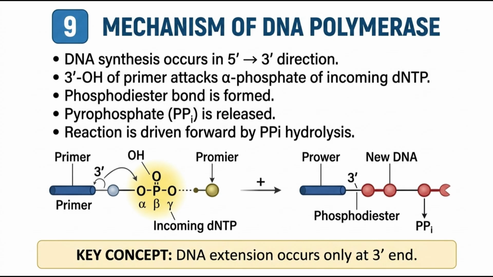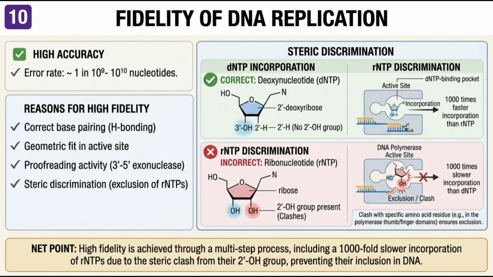DNA elongation therefore occurs only at the 3' end. Because DNA strands are antiparallel, one template strand runs 3' to 5' while the complementary strand runs 5' to 3'. This antiparallel arrangement is essential for replication. Fidelity of DNA replication. DNA replication is highly accurate. The error rate is approximately 1 mistake per 10^9 to 10^10 nucleotides added. This remarkable fidelity results from several mechanisms.